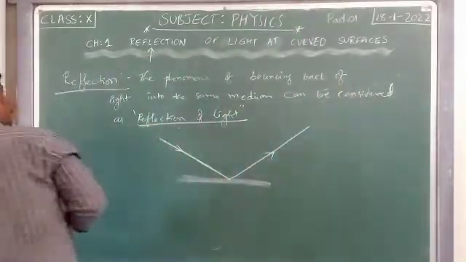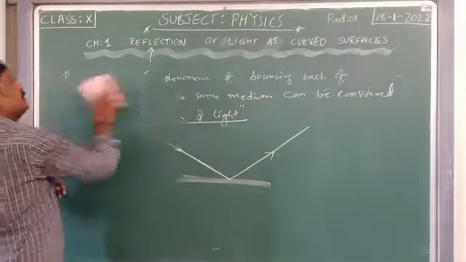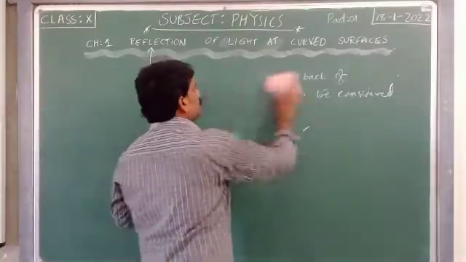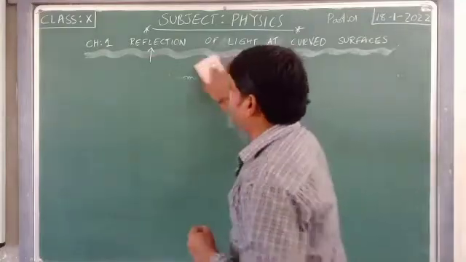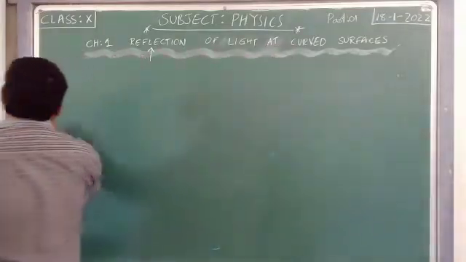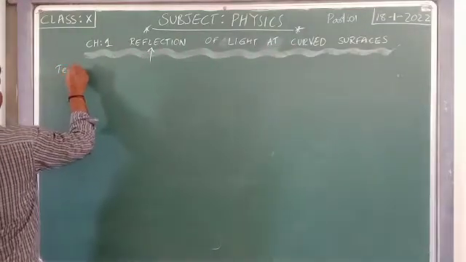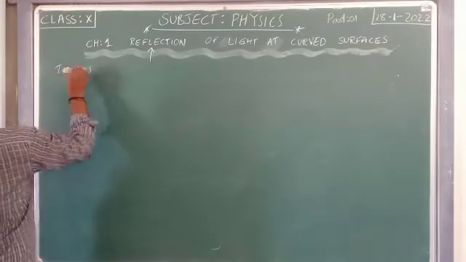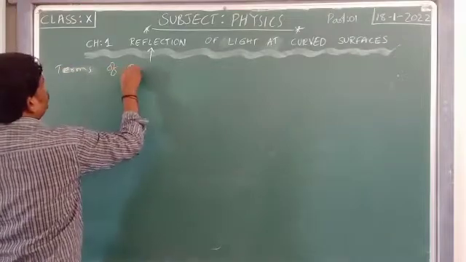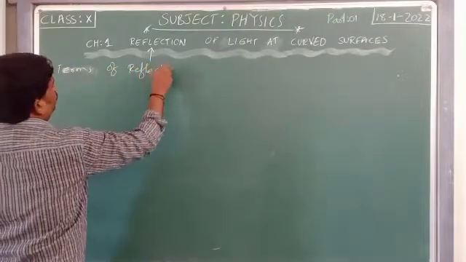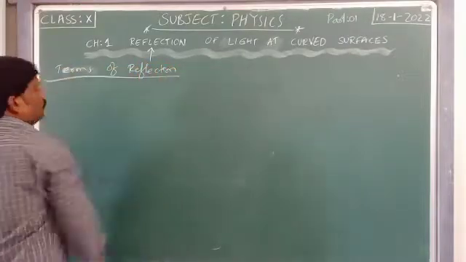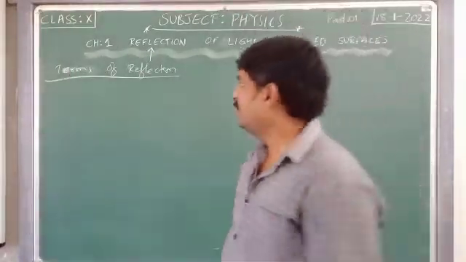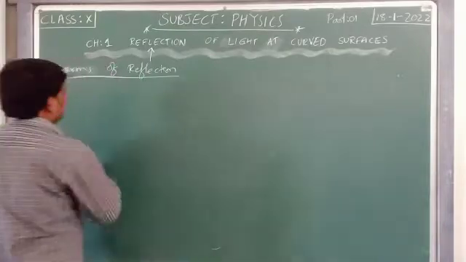That phenomenon of bouncing back of light into the same medium is considered as reflection of light. Okay. Now there are some terminology, terms associated with the reflection of light. The next concept is the terms of reflection. We are going to talk about the terms of reflection. There are 7 terms approximately.